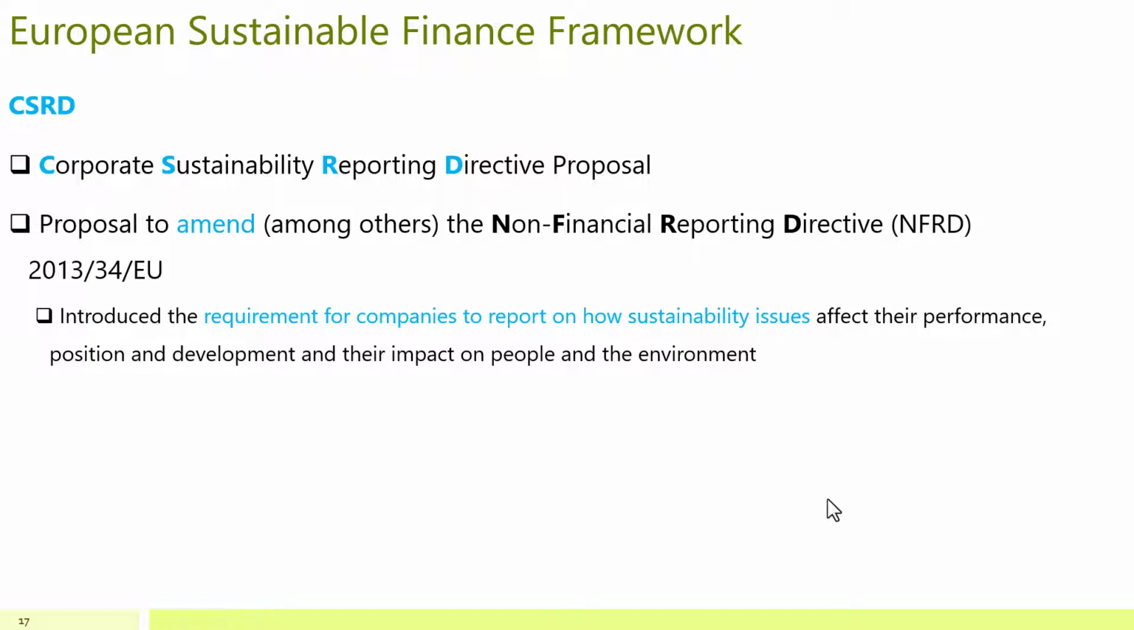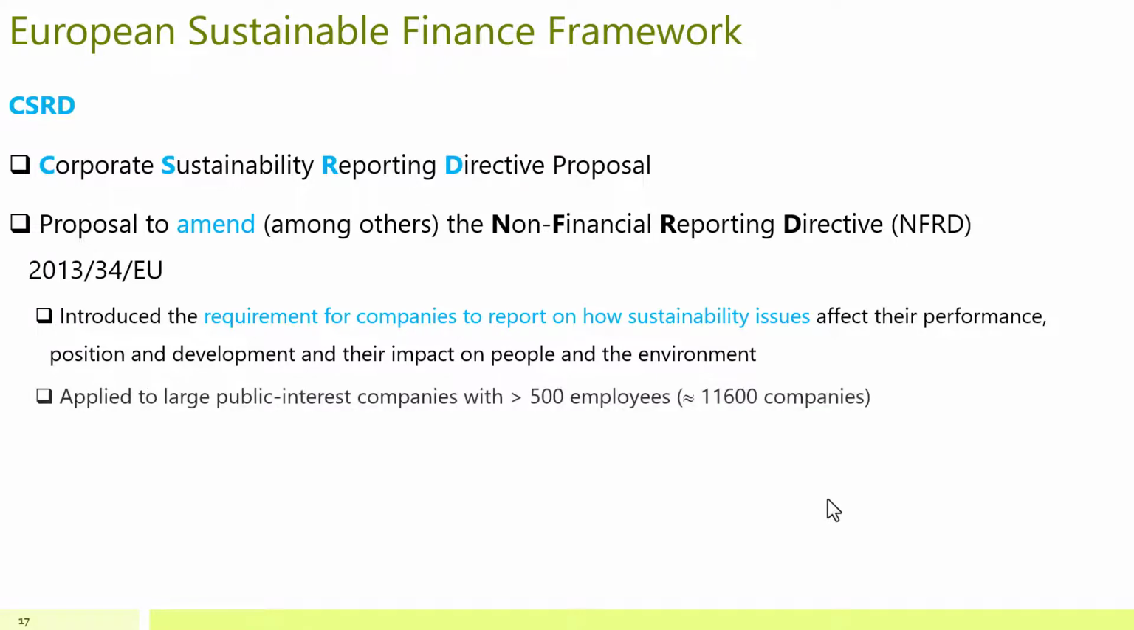First thing is this NFRD basically already requires from companies to report on non-financial issues. So on environmental things, on things that affect people and society. It applies to large public interest companies with more than 500 employees. So currently from this NFRD, around 11,600 companies have to report according to that.